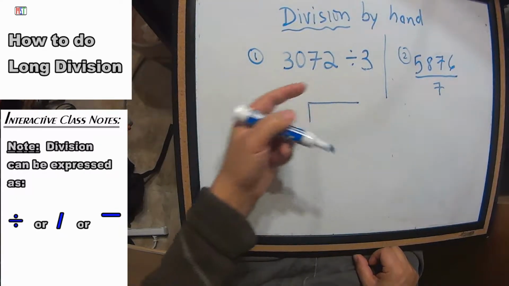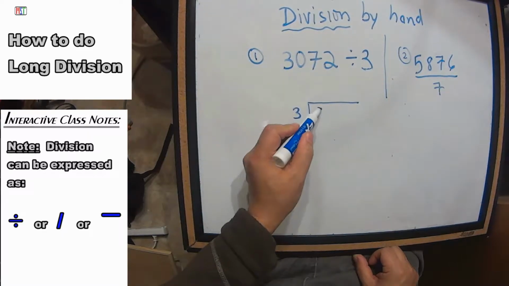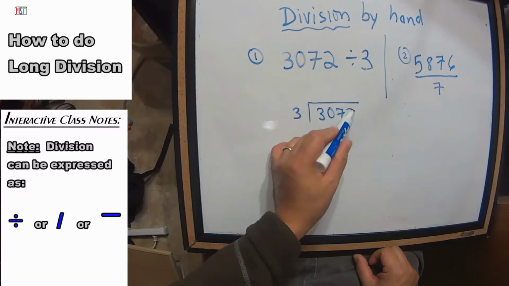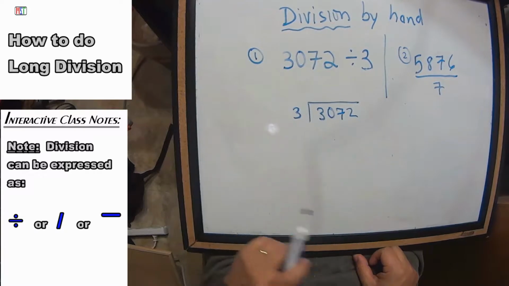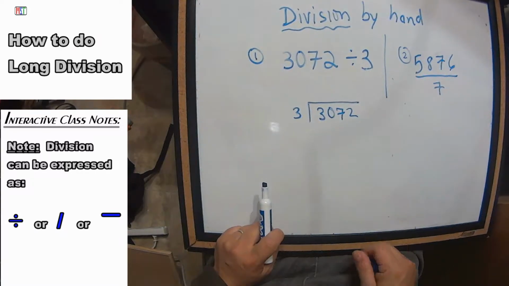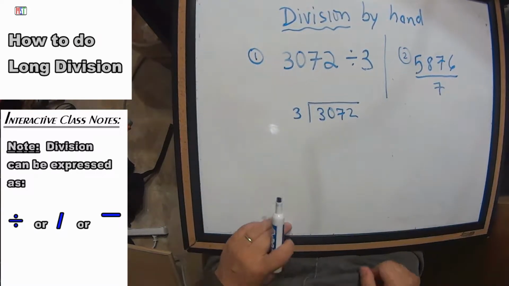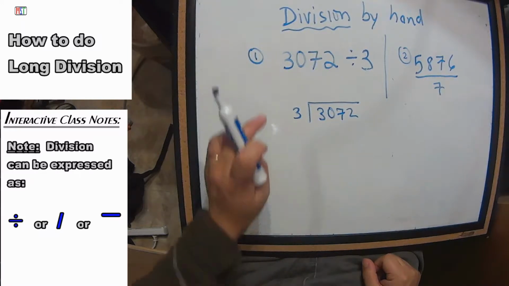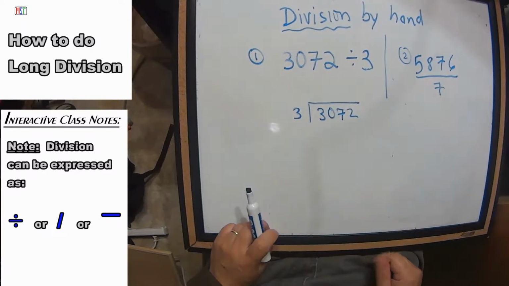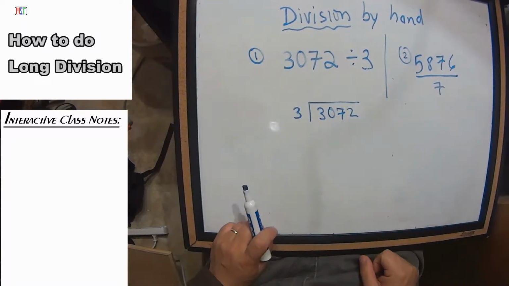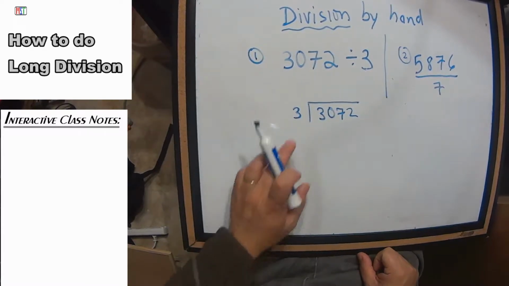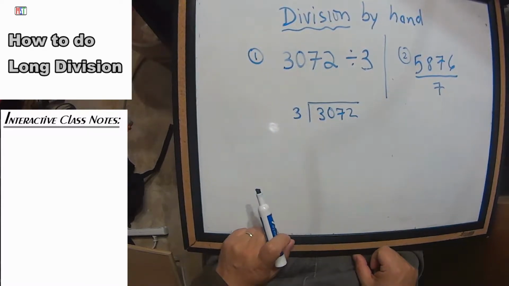For example, this question can be written as 3 divided into 3072. You can have this division symbol as well. In fact, this is preferred when you're showing your work. So we're going to do that. I'm going to show you how to go about dividing 3072 by 3, or 3 divided into 3072.